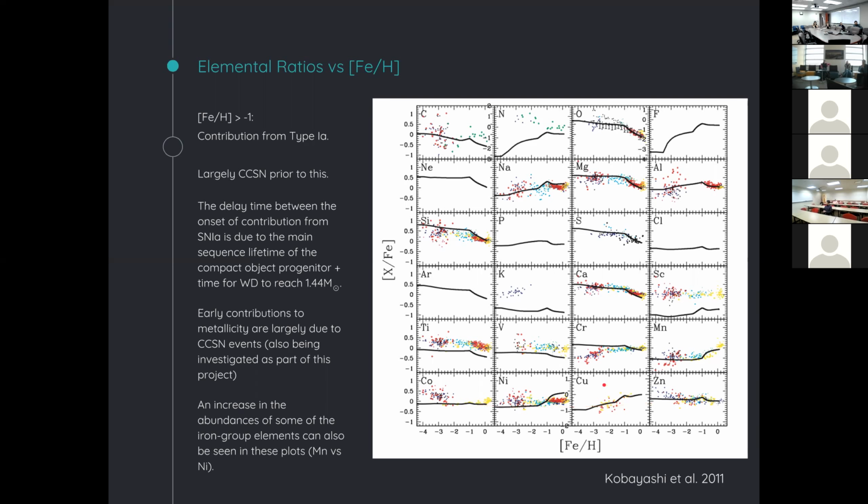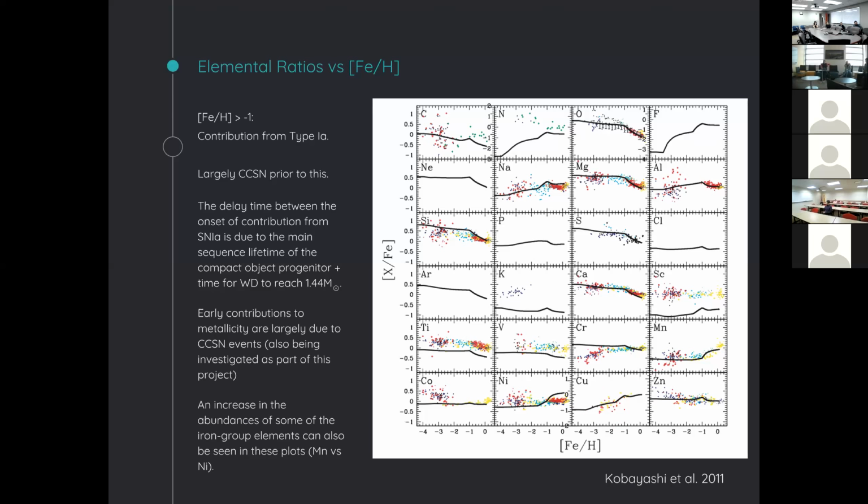Another interesting one is copper here. It seems as though copper is produced more in type 1A than many of the other iron group elements. But in fact, most of the copper that causes this increase, and you can see the increase starts well before -1 as well, is due to AGB stars. So those are two interesting features of this plot, in addition to the already interesting features. I mean, it's a pretty cool plot.